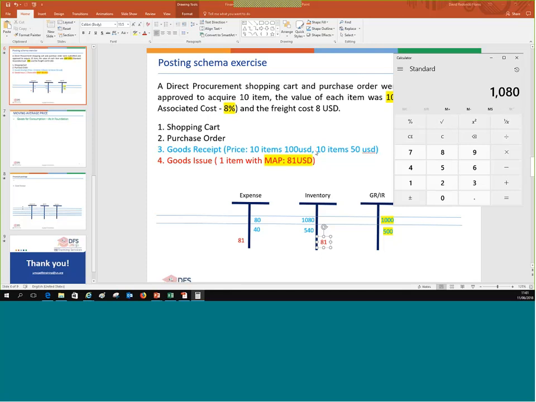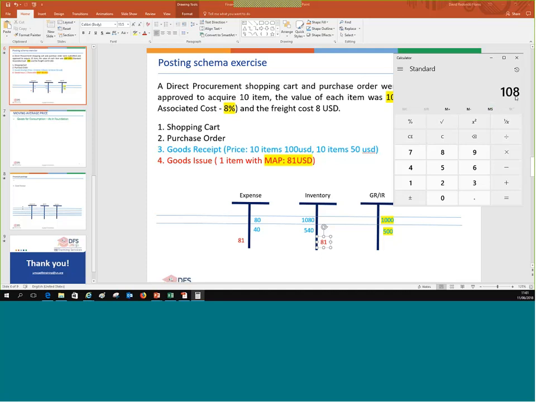Now, what was the moving average price at that moment? The moving average price was this divided by the number of items. So what was the average price of an item? If you divide this by 10, you have that at that moment, after we acquired the first 10 items, the moving average price was 108.